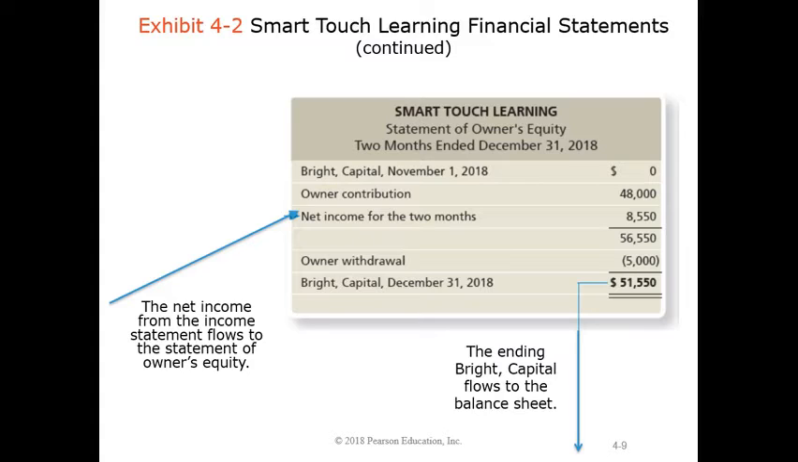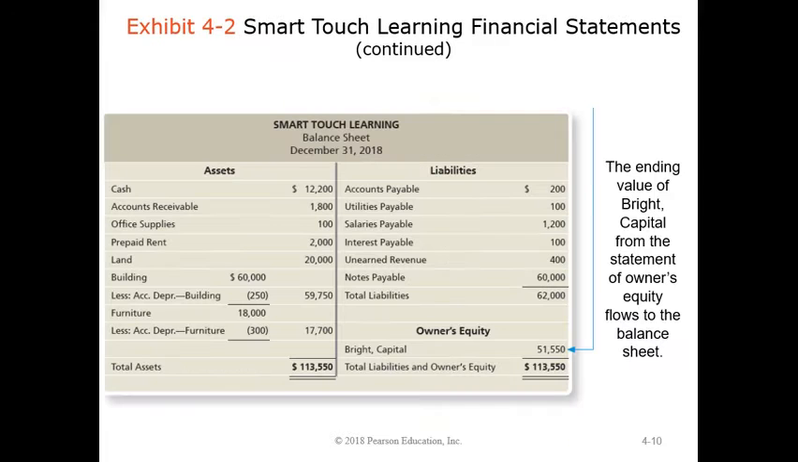Then from the statement of owner's equity, we take the ending capital number, so the Bright capital as of December 31st, 2018 in this case, and we're going to take that number and it's going to flow down into our balance sheet.